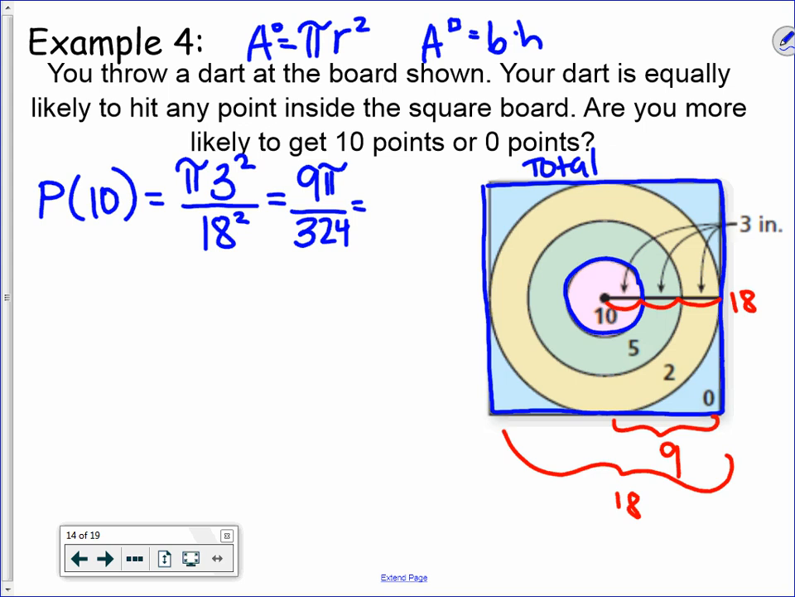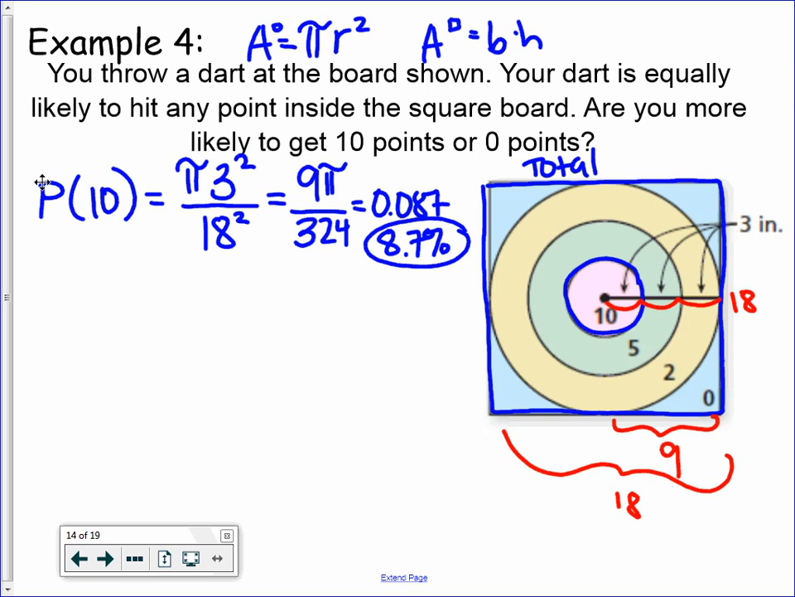And when you calculate that on your calculator, I used the pi button for this, you get 0.087 or 8.7%. So that's a very small probability of getting in that circle.